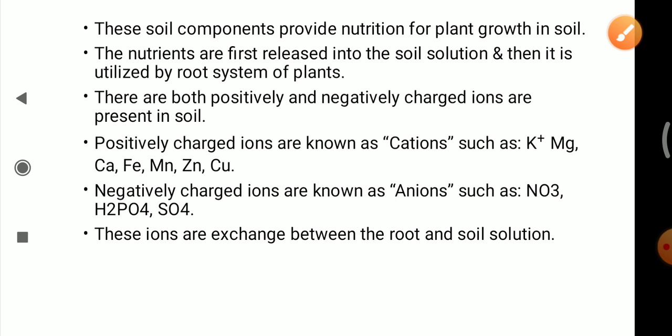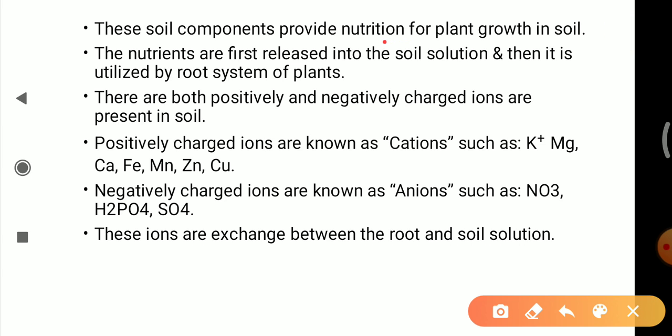These three main soil components provide the nutrients for plant growth in the soil. These three main components, that is organic matter, parent rock derivatives, and the clay fraction, provide nutrients for the plant growth in the soil. The nutrients are first released into a soil solution and then utilized by the root system of the plant.